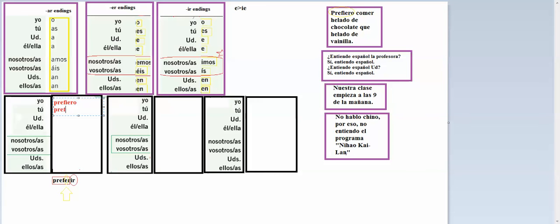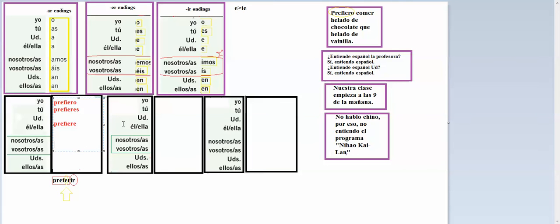For tú, again, I've got prefer, that's the stem. If you look down here, you'll see that's my stem. I'm going to change that E to an IE, and then add the appropriate ending for the IR verbs, which is an ES. Then for usted, él, and ella, it's going to be prefer still. I'm going to change that E to an IE, and then look at my IR endings, and I would add an E.